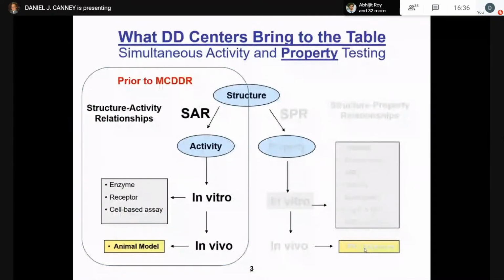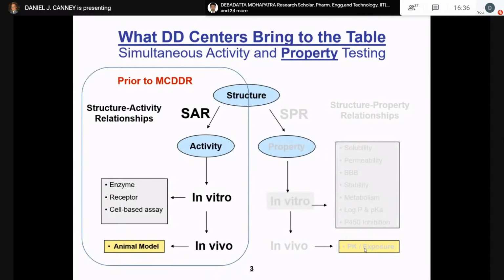So what did the Drug Discovery Center bring to the table as far as I was concerned as a medicinal chemist? On the left, I have prior to the Moulder Center for Drug Discovery Research. And what I was doing 10, 15 years ago was pretty much what most academic medicinal chemists were doing, which was primarily structure activity relationship studies, right? Looking at the molecule, how it acts at our target, whatever it might be, an enzyme or a receptor, and then ultimately hoping to get into animal models.